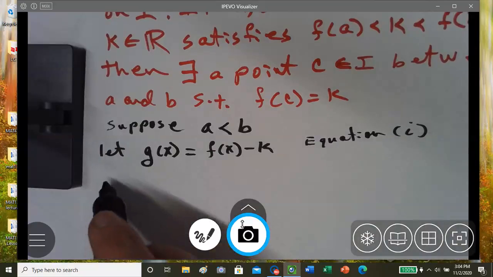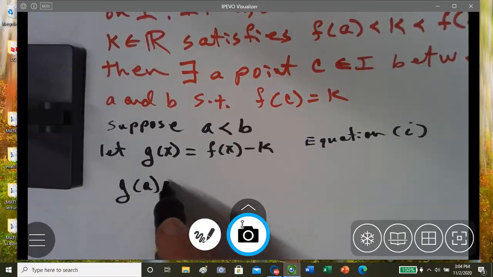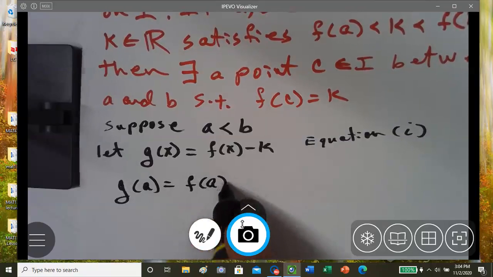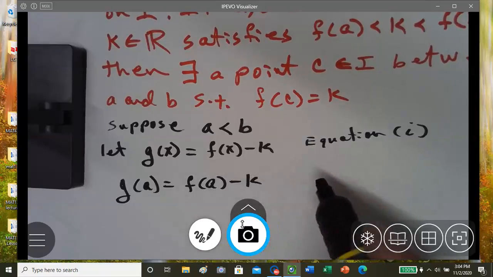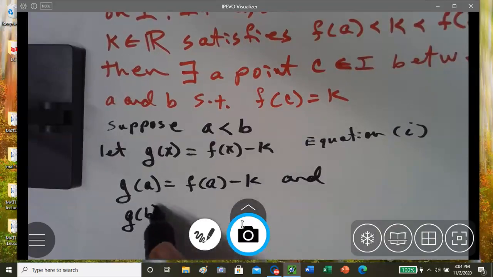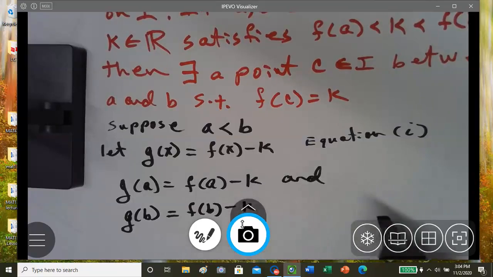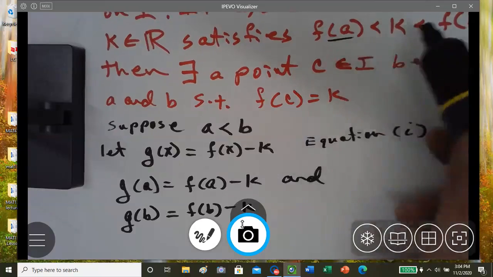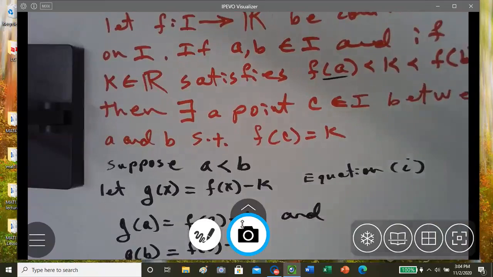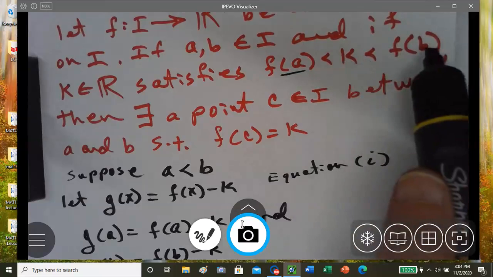So we can say that g of A is equal to f of A minus k. And we can also say g of B is equal to f of B minus k. Okay, now we want to keep in mind that f of A is less than k, and that's less than f of B.